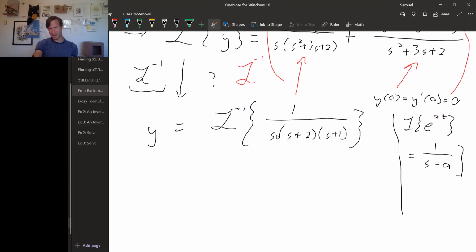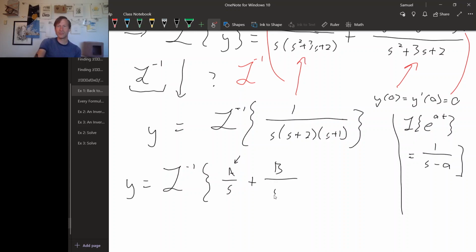Well, this denominator isn't linear, but since it's a product of linear factors, we can use partial fractions decomposition to write this as a sum of simpler rational expressions. So if we compute the partial fractions decomposition here, we get some constant over s, plus some other constant over s plus 2, plus some other constant over s plus 1.